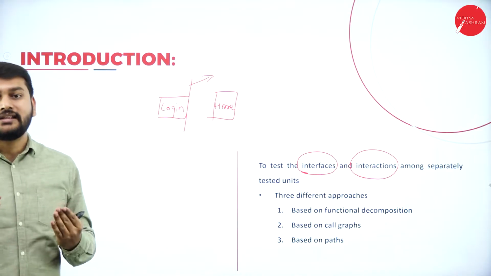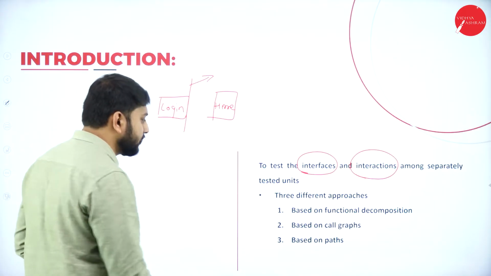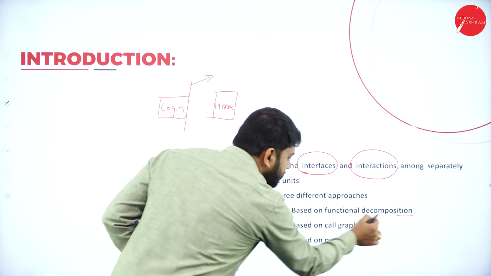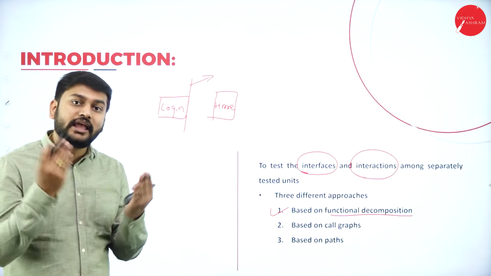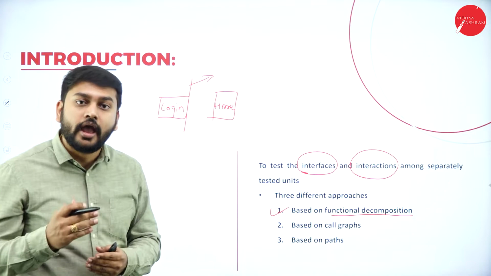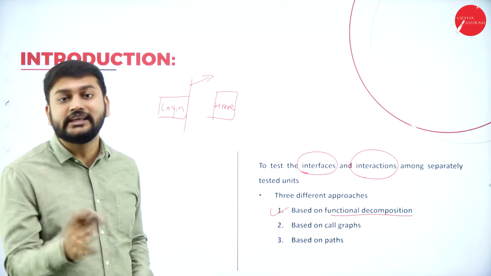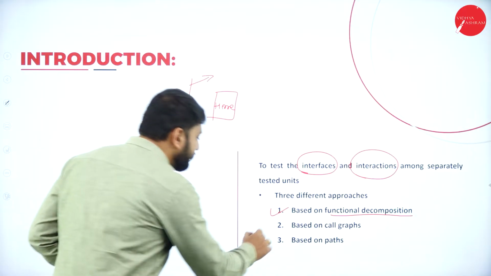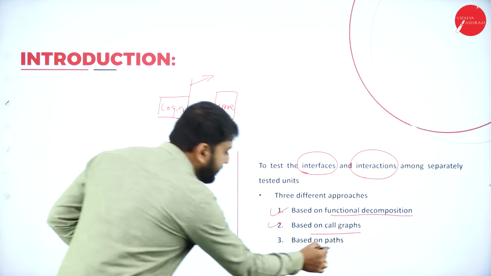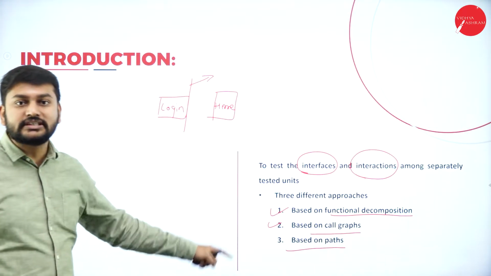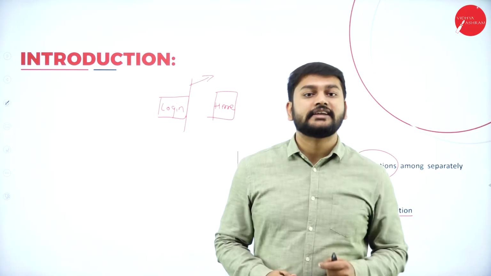To understand this, please remember, I have 3 different approaches. The first one is based on functional decomposition. How exactly do I have the interface and interaction among 2 different units? I will understand it based on functional decomposition. The second one is based on call graph, and the third one is based on paths. These are the 3 important topics which you will study in this entire chapter.